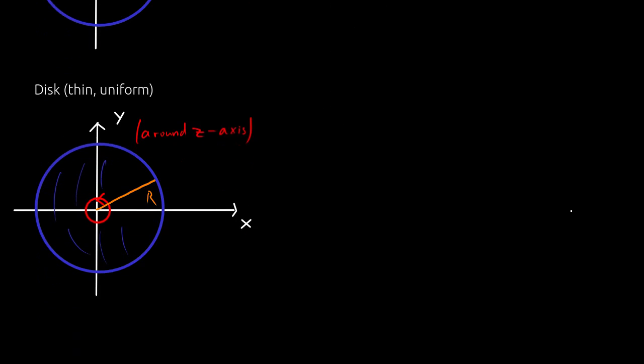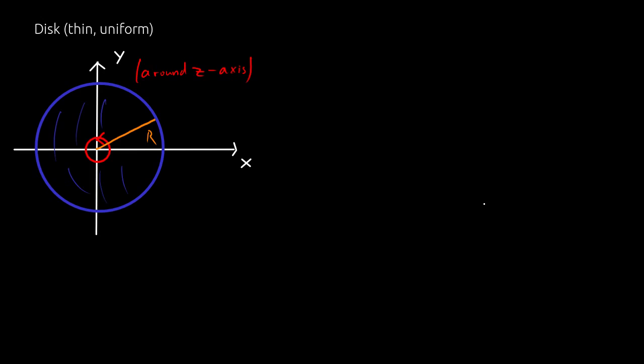Now it's going to be a little bit more difficult. Okay, we have a disk here, and this disk is going to be uniform and thin. It's not going to have a height or something. It's not going to be a cylinder. It's just a flat disk that is rotating around the z-axis. Sorry, I'm not a native speaker, but however, we'll just continue calculating it.